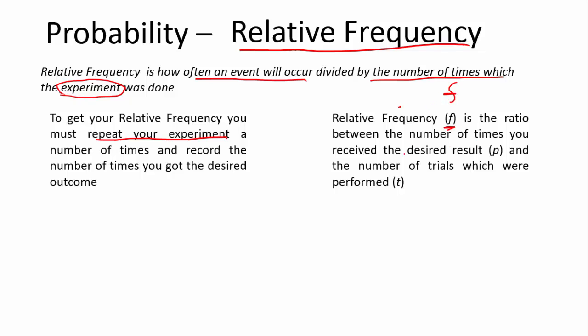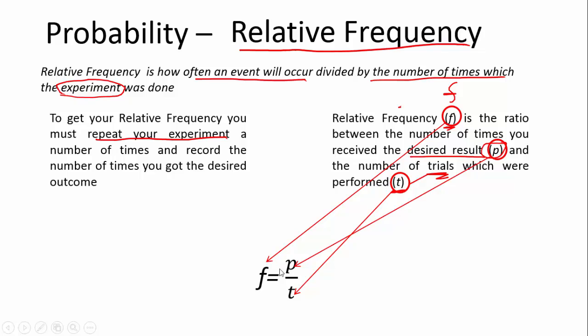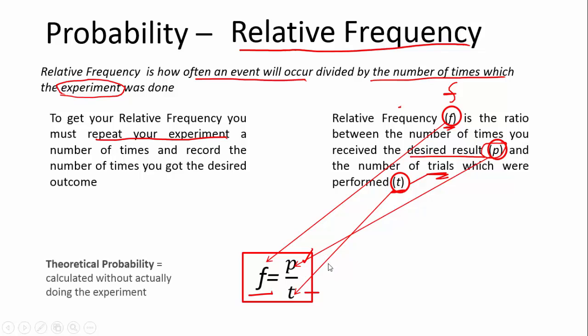It's a ratio between the number of times you received your desired results, so we're going to call that P, the number of times you received it, and the number of trials or experiments which were performed, and we call that T for trials. Okay, so we're going to take those variables and we're going to say the frequency is how many times we got what we wanted divided by the total amount of times we did it. Okay, and that's the formula we're going to do now.